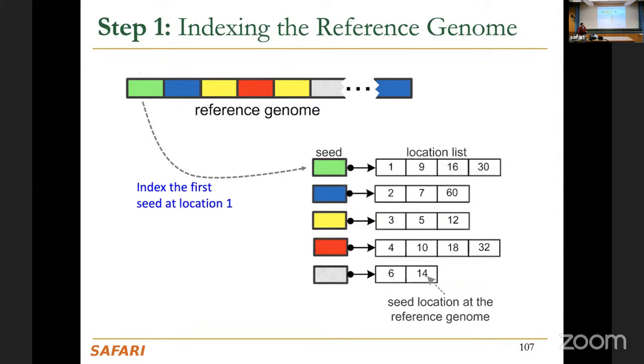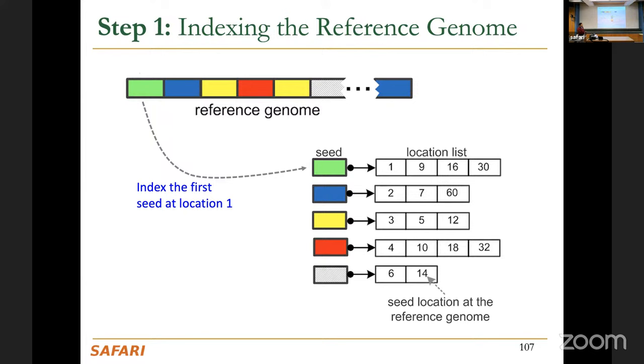And one way of doing it is to use hash tables. So the hash table would be used, let's say you would be extracting some subsequence here and using this as a key in your hash table. And the value that this key would return would be the locations in the reference genome where this particular subsequence exists, right? So these subsequences that we use as keys are known as seeds.